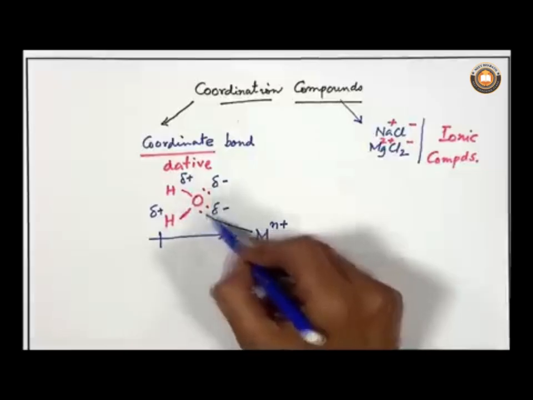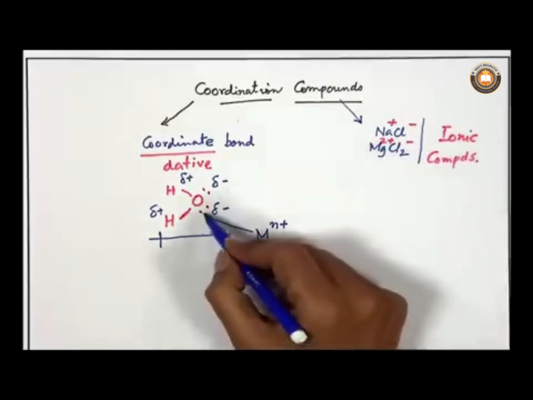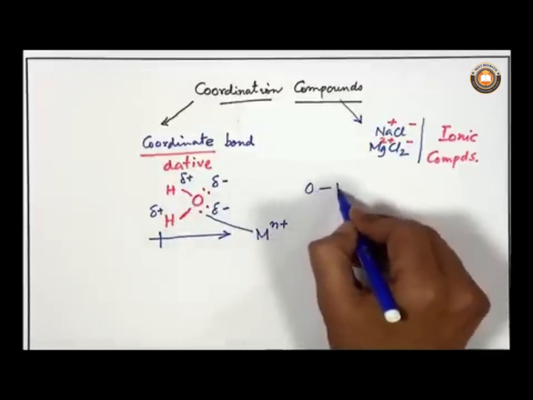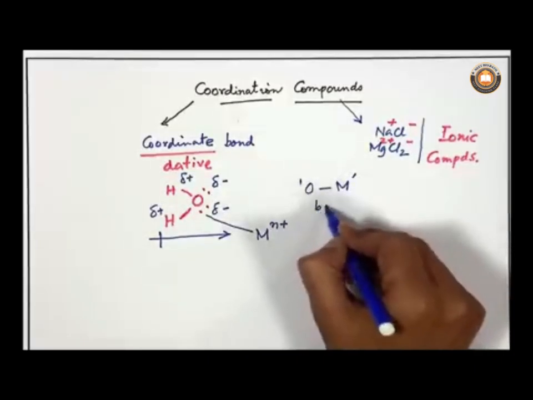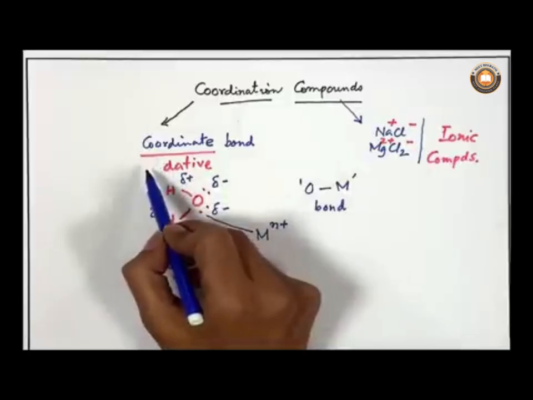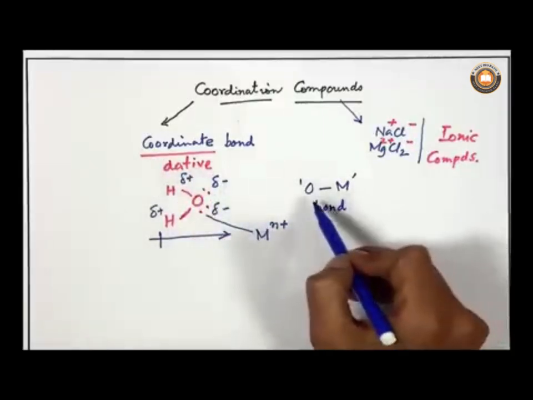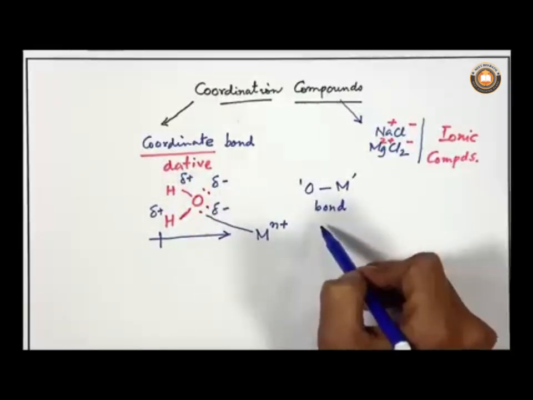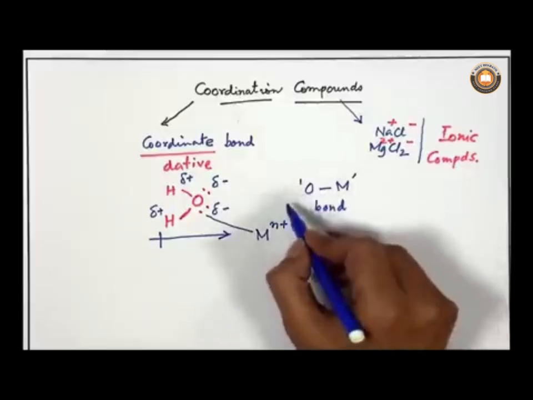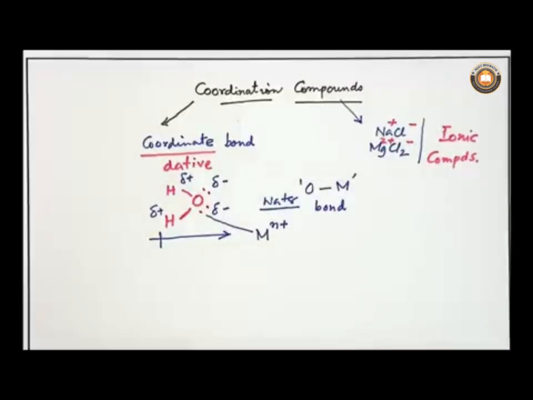it is a donation, unlike sharing or ionic compound formation. Here the lone pair of electrons forms a bond between O and M, so we have an OM bond. If that OM bond is a coordinate or dative bond, the lone pair of electrons utilized for forming it comes from the oxygen atom of the water molecule.